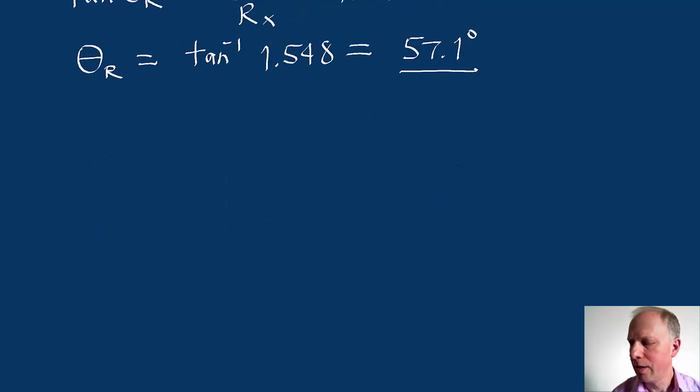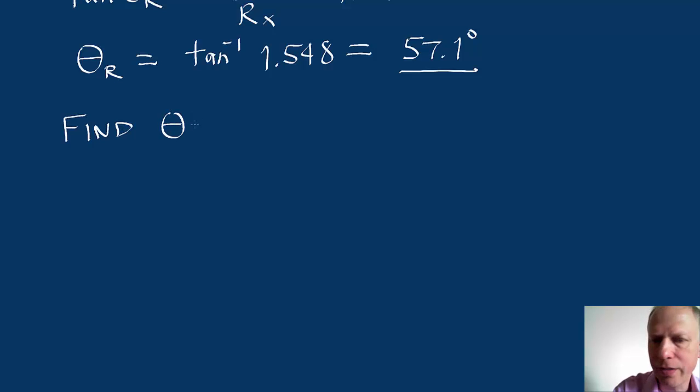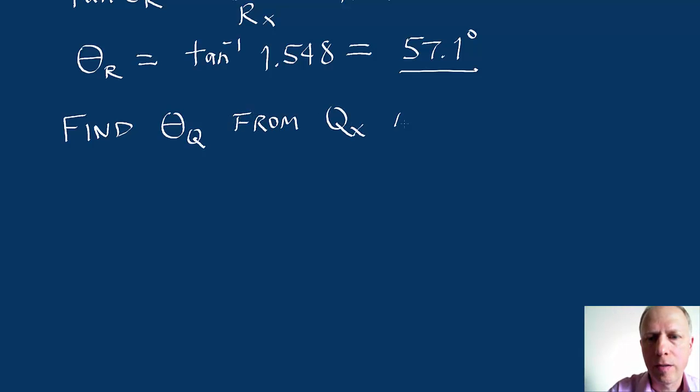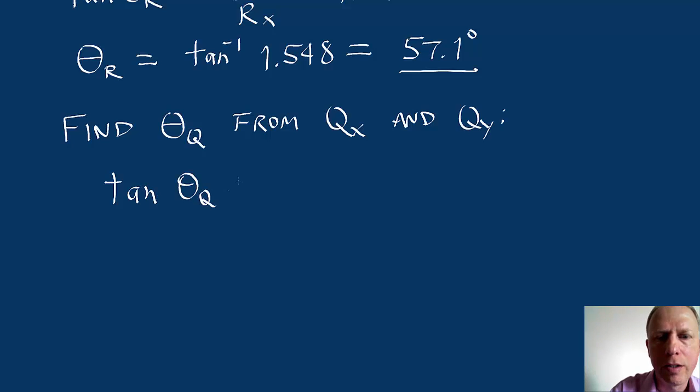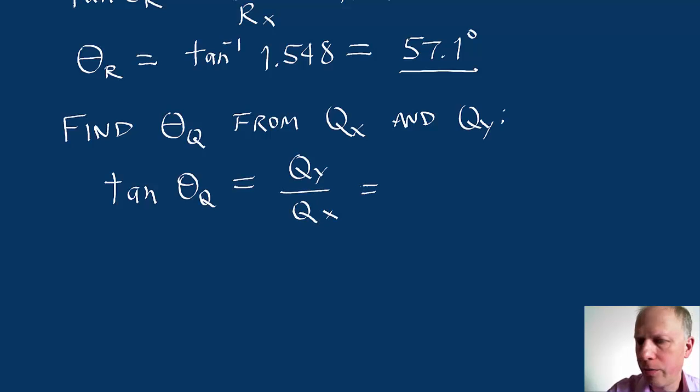The problem is finished. But I'd like to do an additional calculation as a further example. We already know the direction of the vector Q because it was given to us, but I want to illustrate finding the direction of vector Q from its components, Qx and Qy. The tangent of theta Q is equal to Qy over Qx, which is equal to minus 1.732.